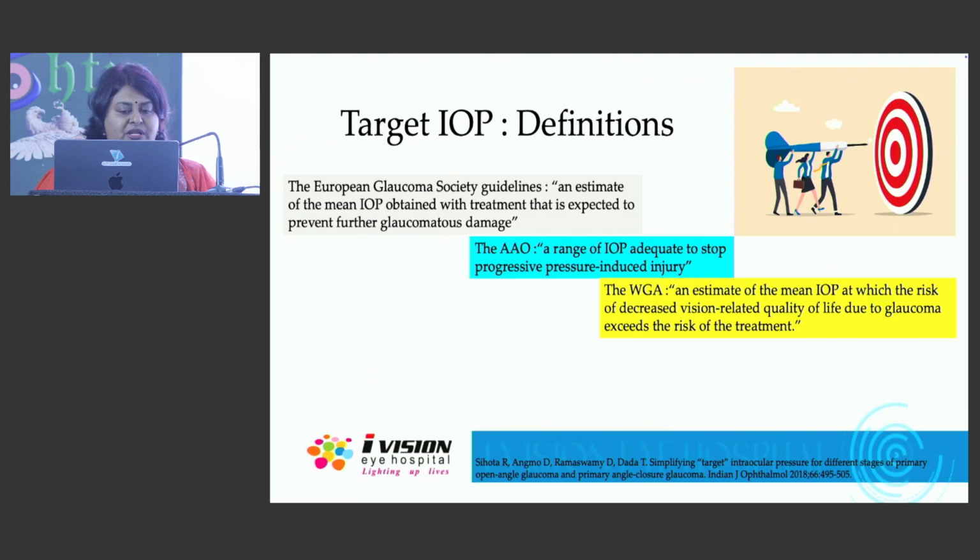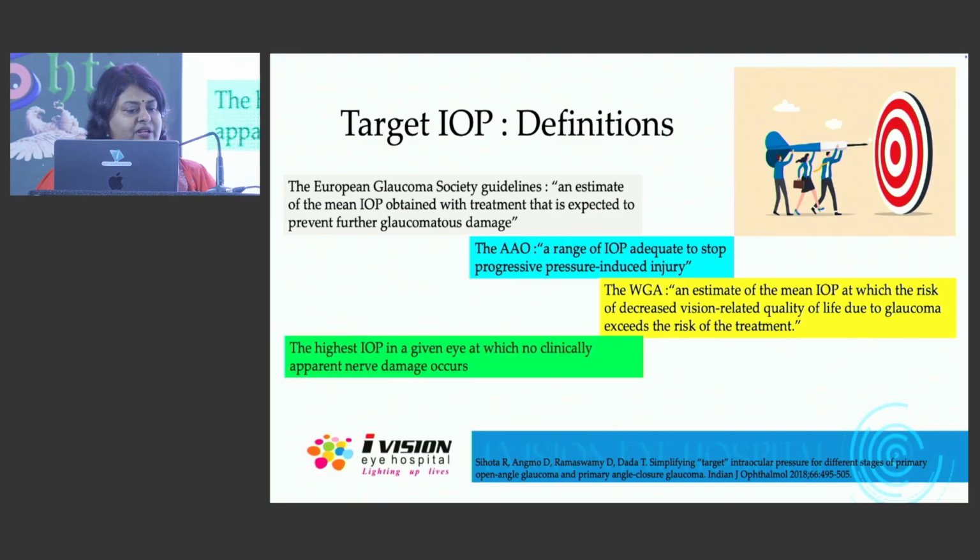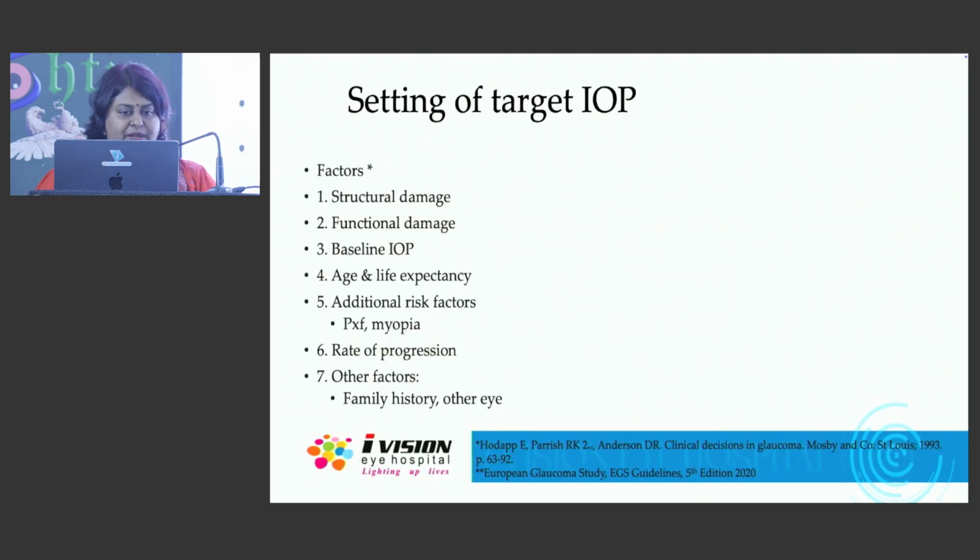One of the most important definitions is by the World Glaucoma Association, where it is recognized that treatment also causes problems: an estimate of the mean IOP at which the risk of decreased vision-related quality of life due to glaucoma exceeds the risk of treatment. For our clinical purposes, the highest IOP in a given eye at which no clinically apparent nerve damage occurs, that is our target IOP. So how do you set a target IOP?